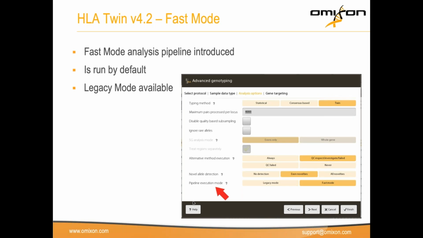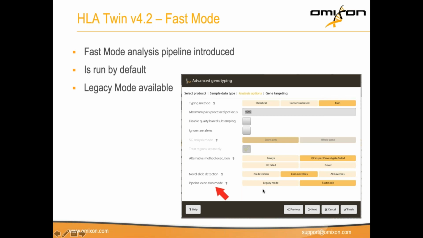So what exactly is fast mode and what does it look like? The fast mode analysis pipeline has been introduced in HLA Twin version 4.2. It is run by default. But as you can see in this screenshot that I have entered right here, we do have an option called pipeline execution mode, and the legacy mode, which is the previous method that we were using, is also still available.